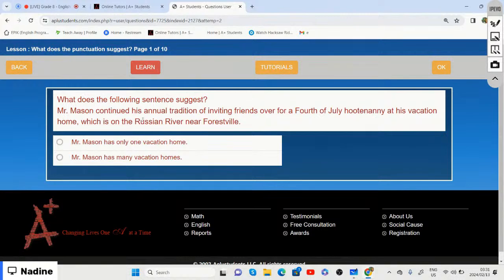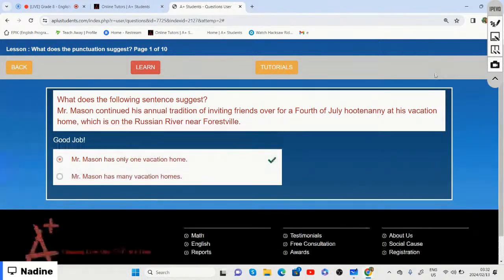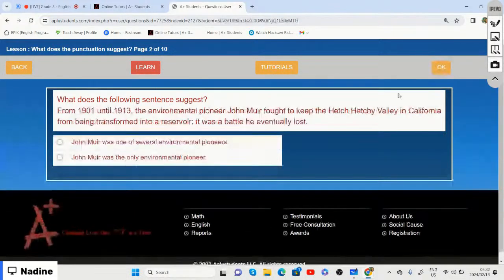So we need to say what the following suggests. Is it that Mr. Mason has only one vacation home, or that Mr. Mason has many vacation homes? So basically, we can say Mr. Mason has only one vacation home, because they specifically say which is on the Russian River near Forestville. So well done. The first one is correct.